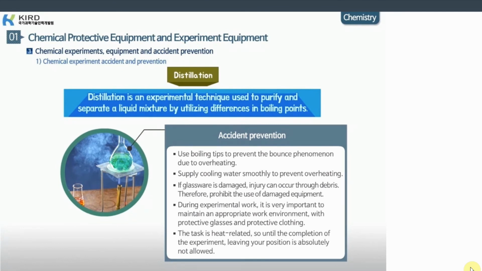Use boiling tips to prevent the bounce phenomenon due to overheating. Supply cooling water smoothly to prevent overheating. If the glassware is damaged, you can be injured by debris. Therefore, prohibit the use of damaged equipment. During experimental work, it is very important to maintain an appropriate work environment with protective glasses and protective clothing. The task is heat-related, so until the completion of the experiment, leaving your position is absolutely not allowed.